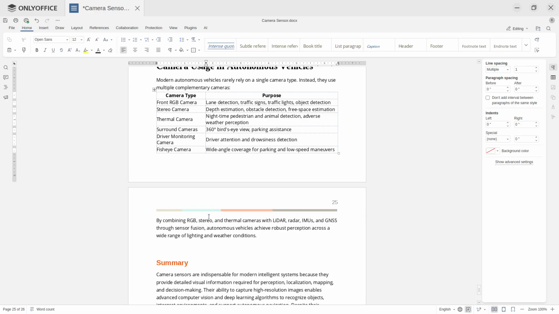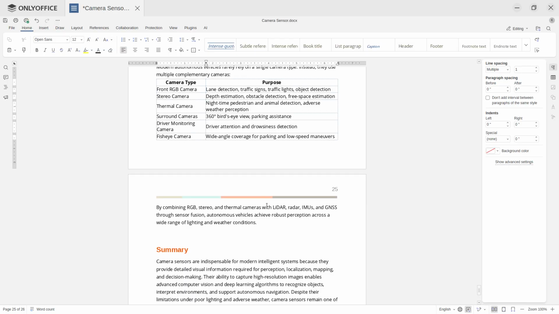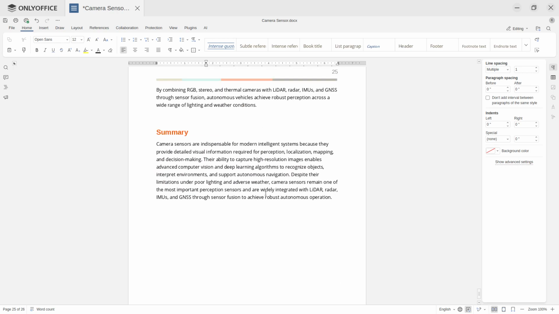By combining RGB, stereo and thermal cameras with LiDAR, radar, IMUs and GNSS through sensor fusion, autonomous vehicles achieve robust perception across a wide range of lighting and weather conditions. This is very important to understand.